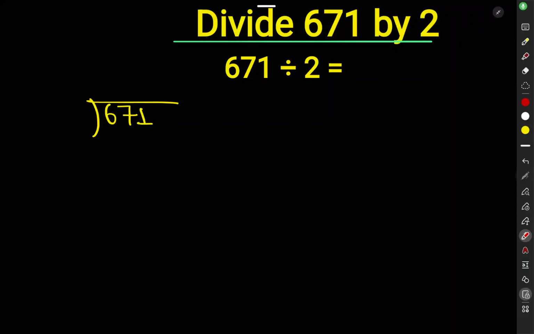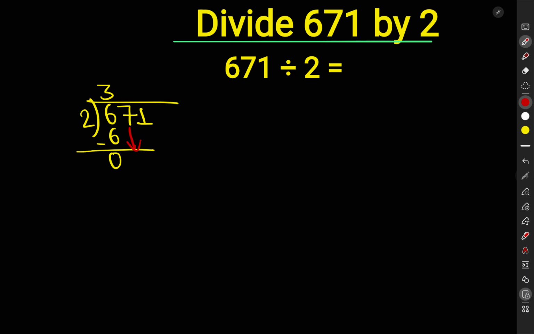We divide 671 by 2 in a long division method. So 2 times 3 is 6. On subtracting we get 0.